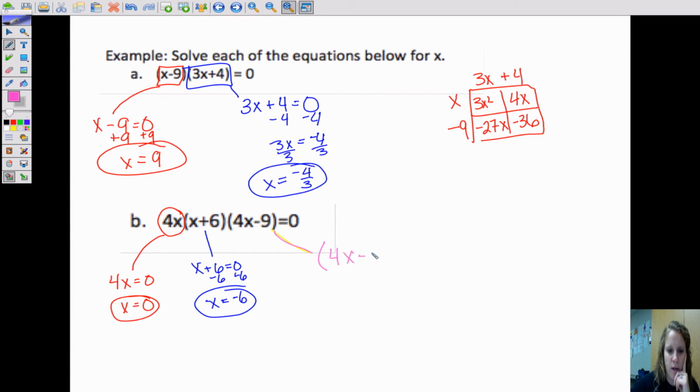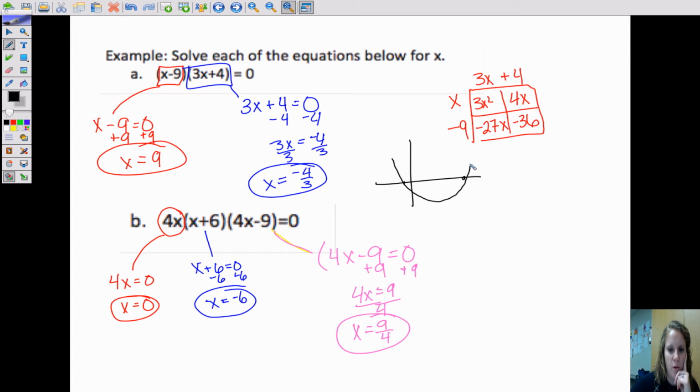4x minus 9 to equal 0. Well, we'd add 9 to both sides, and we'd have 4x equals 9, divided by 4, and x equals 9 fourths. Okay, so we have three roots there. The difference in how these two things would be graphed is this would be a parabola that has a root of negative 4/3 and 9.